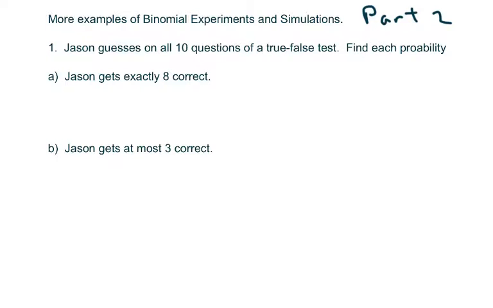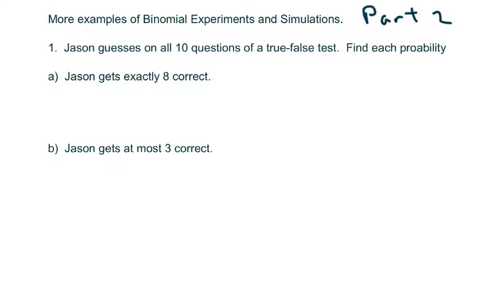Okay, this is more examples of binomial experiments and simulations. They're not necessarily harder, they're just a little more interesting. This first one's pretty easy. This is binomial because we have a true and false test. So it's two possible outcomes. It's either true or false. The outcome is 1/2, 1/2. You have a chance. And we want to see what the probability is.